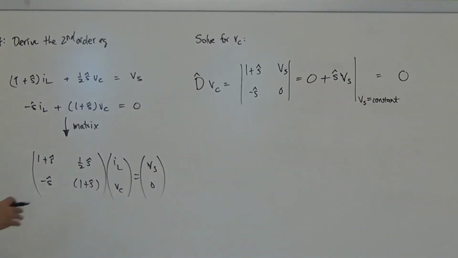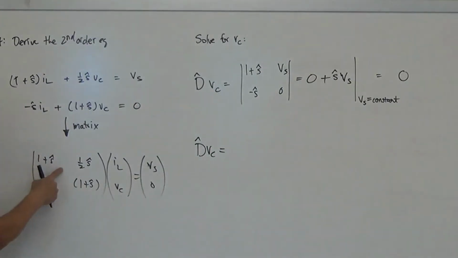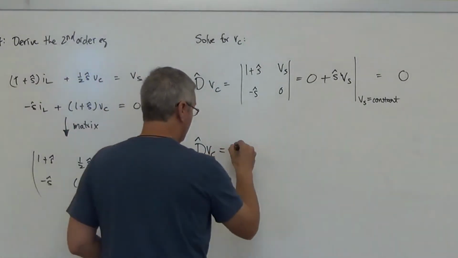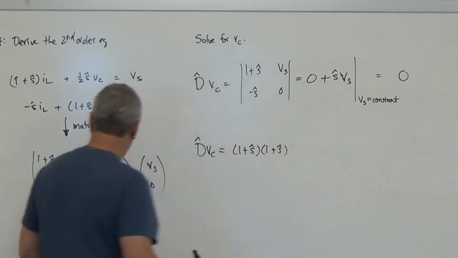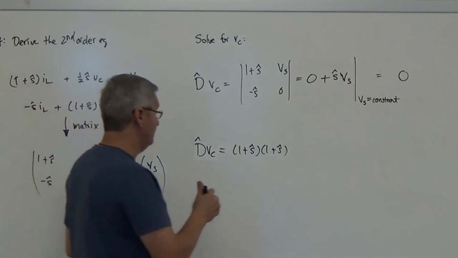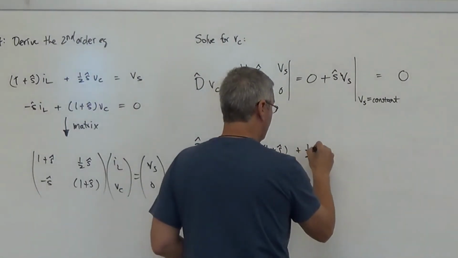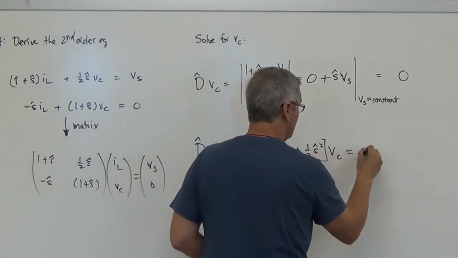So now I'm going to focus on the d's here. And how do I focus on the d's? I'm going to take the determinant of this guy right here. So here we go. Now we're going to do d hat, VC. So now I go this times this. I'm going to get 1 plus s hat times 1 plus s hat. And then this times this, so I get a minus times a minus. Then I get a plus at the end, which will give me plus 1 half s hat squared, all operating on VC equals 0.